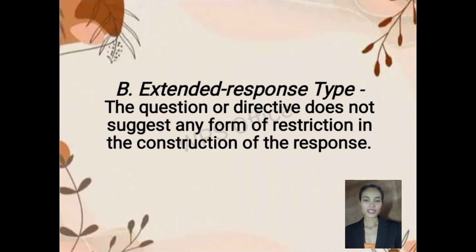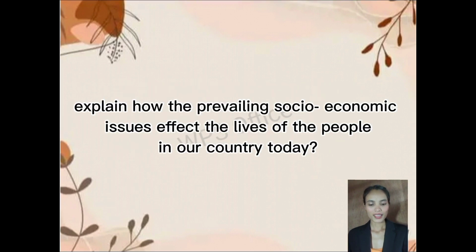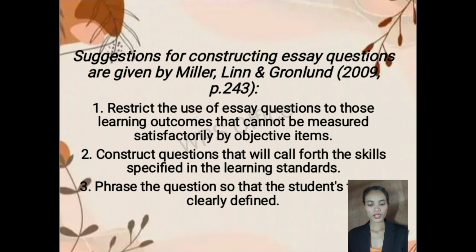The next one is extended response types. The question or directive does not suggest any form of restriction in the construction of the response. So the students are free to recognize or expound on their ideas freely. Example: explain how a revealing socioeconomic issue affects the lives of the people in the country today. So the students are free to focus on any socioeconomic issue and choose which aspect of the people's lives they want to describe.